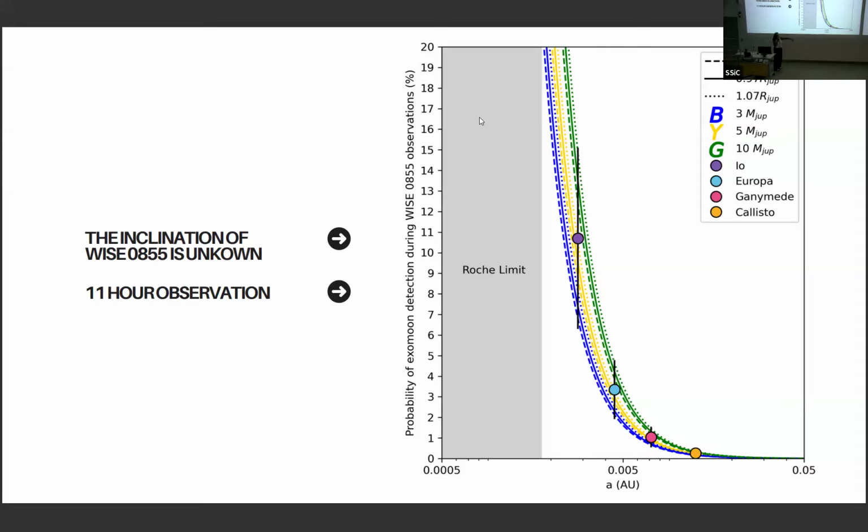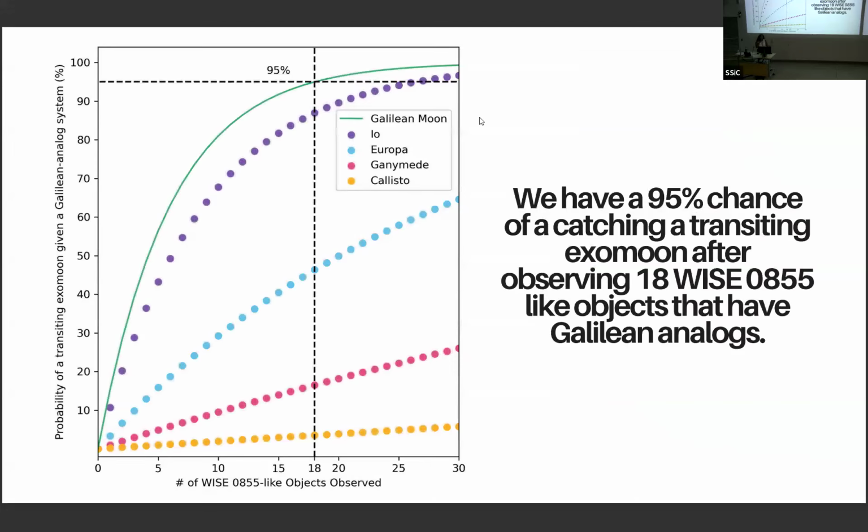So if we were thinking about an Io-like separation, we would have had a 6 to 15% chance of catching a transit in this data. And so this is just for one object, but of course that's just going to improve as we continue to look at more and more observations. And so if we think about similar observations, we would have a 95% chance of catching a transiting exomoon after 18 observations like this one. So also with an unknown inclination, 11-hour observation.